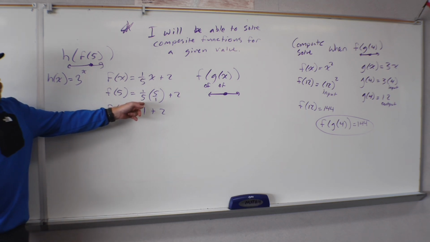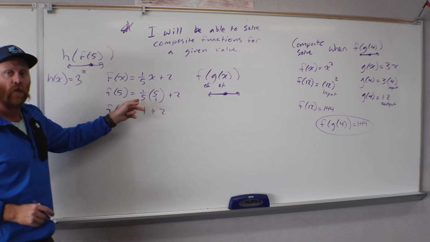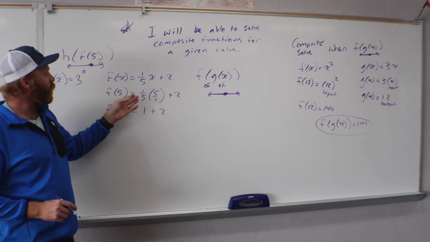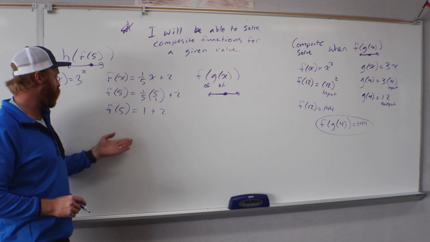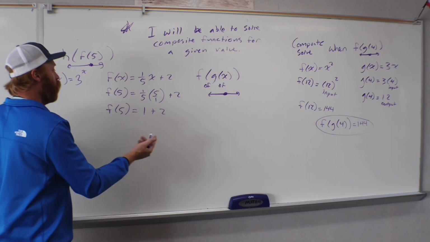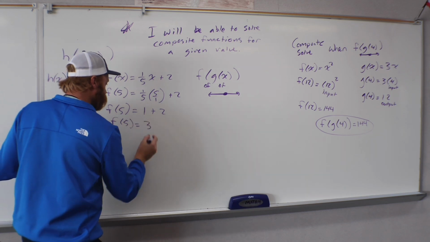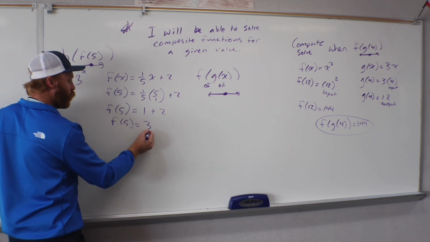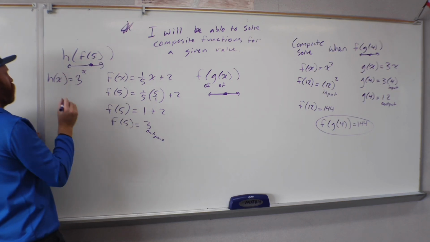Again, I did my multiplication first because I'm following order of operations. So I got to do my multiplying before I do my adding and subtracting. Now I'm going to do my adding and subtracting. 1 plus 2 is going to be 3, so I'm going to have f of 5 equals 3. This is my output, which will then become my input for here.